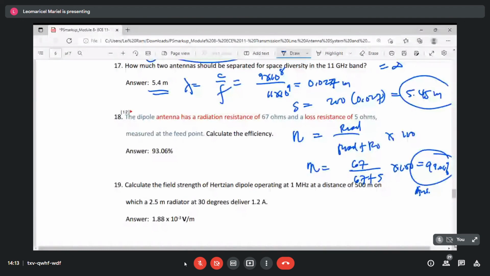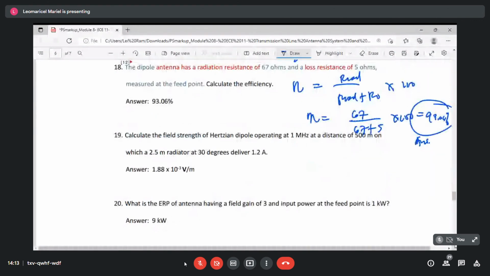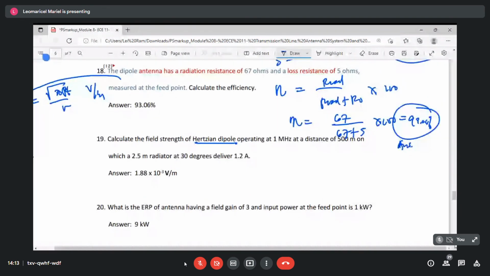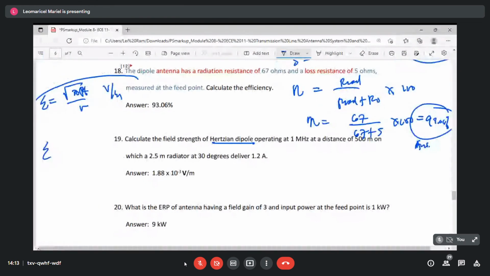Last na yon, 80 na yon, 20. 19. Calculate the field strength of a Hertzian dipole. Pagka Hertzian dipole, yung EFI mo, yung field strength kasi kanina, that is square root of 30 PT over R volts per meter. Yan, kung general antenna. Paano kung specific antenna? Yan yung sa general.